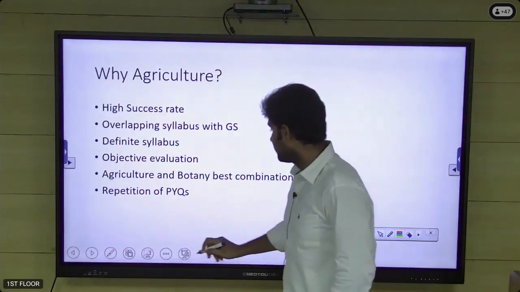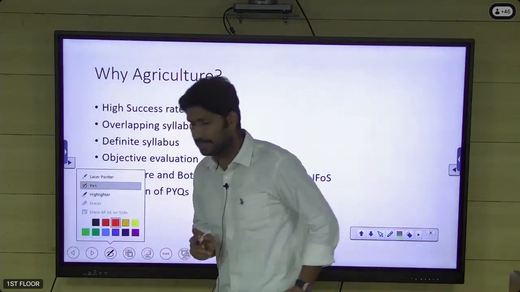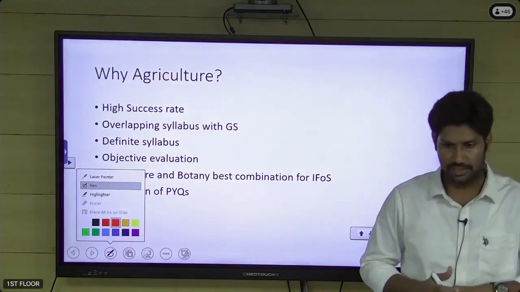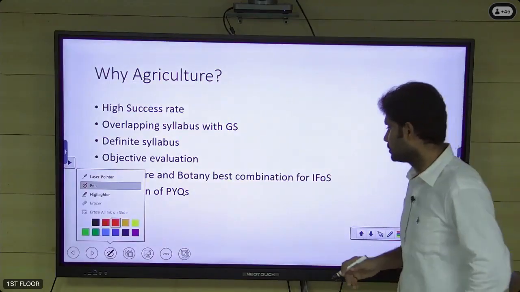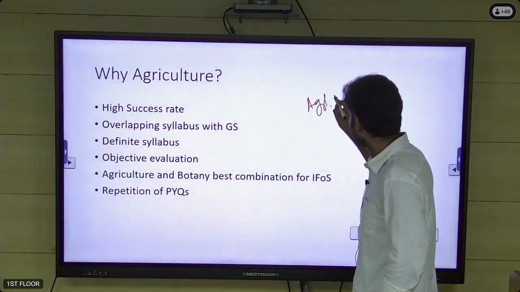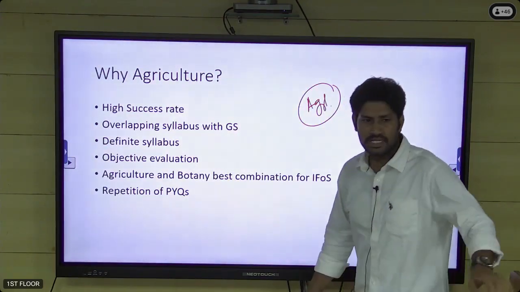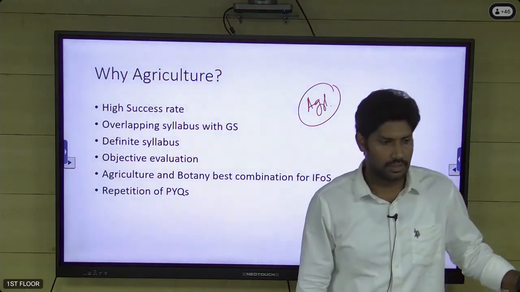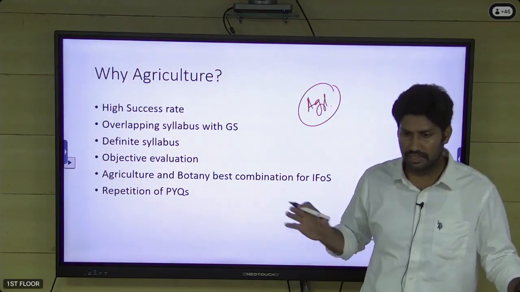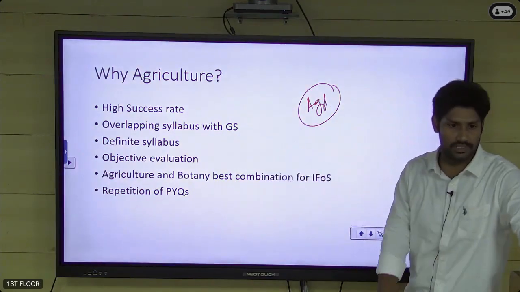So regarding our agriculture optional in the UPSC, it's getting popular recently, and even non-agri students are taking agriculture optional. But I'll tell you, who can choose agriculture optional? The students with an agriculture background can choose it, no second thought. So no need to worry about agriculture optional. You can definitely choose it. This is the best optional for agri students.